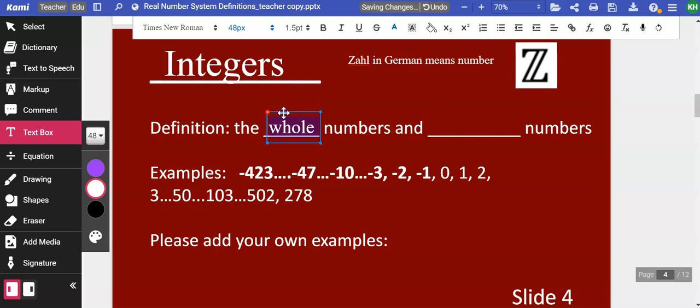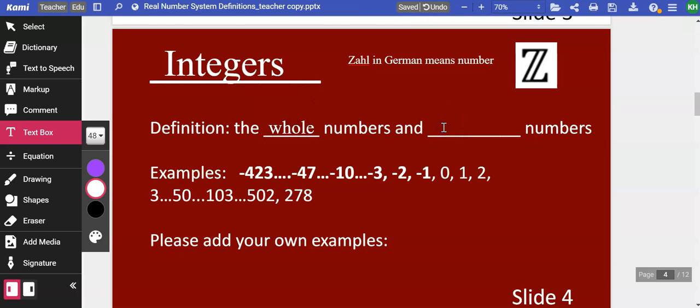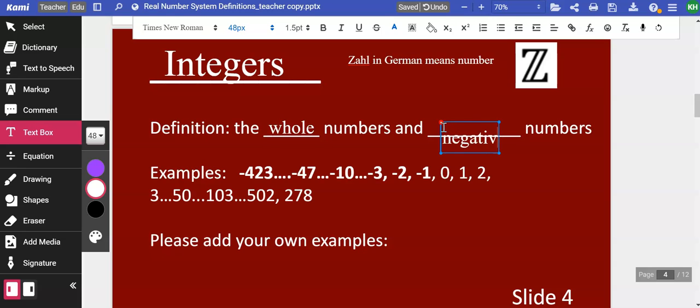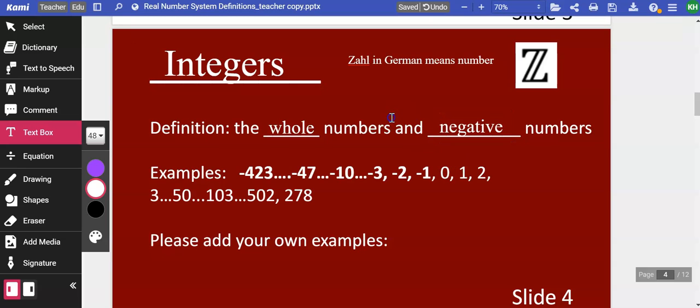The whole numbers, and it also includes negative numbers. So far, when we've been talking about natural numbers and whole numbers, we have not included the idea of a negative number. So that was the next development in our number system, is people were starting to think about, well, what if I owe someone money? How could we represent that?